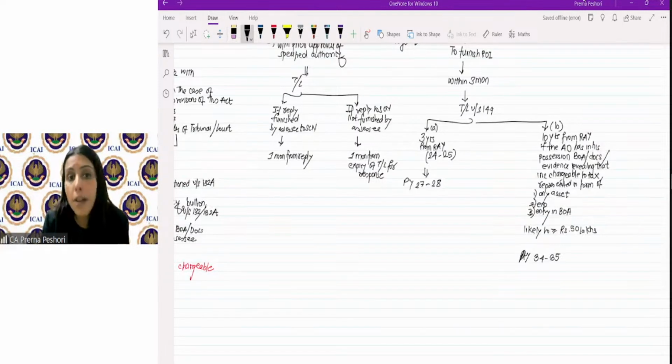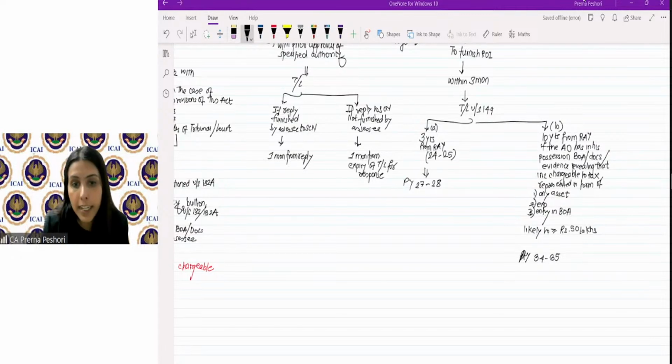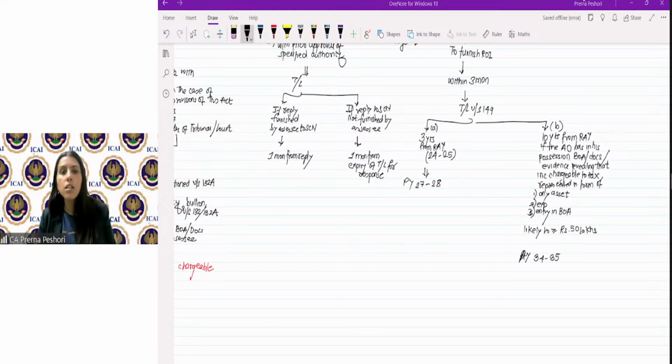Okay, students. Now, this is about 148 notice, the time limits of which are given under 149. Now, there are certain other issues that I would like to talk about under 148 and 149. So, let's discuss that one by one. Now, as I said, this notice under 148 will require the assessee to furnish the return of income.